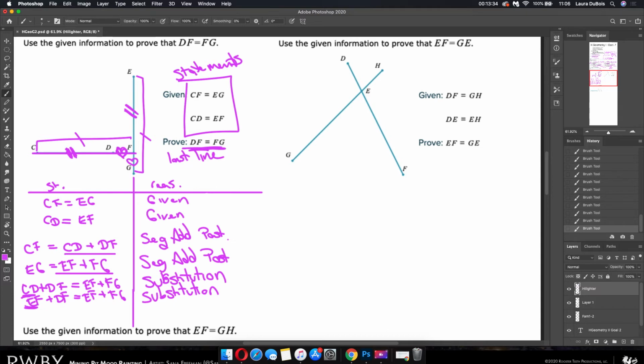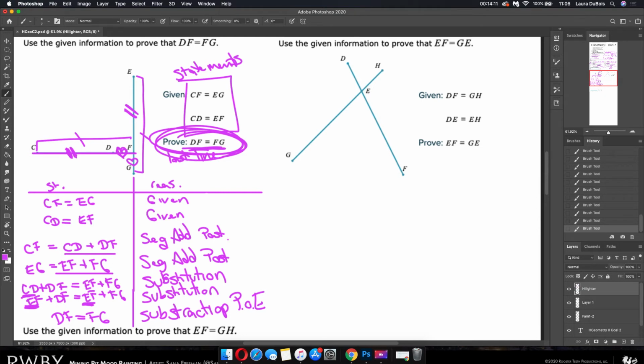We're ready to set up. Since I have the same thing here and the same thing here, those are like terms. So what if I just subtract them? I'm left with DF equals FG. Now that looks familiar. That's what we were expected to prove. So all we did is a little bit of subtraction property of equality, and boom, there is a completed proof. Again, because this is your first introduction to proofs, it's a little bit new and a little bit shaky, so we're going to go through a couple more examples.